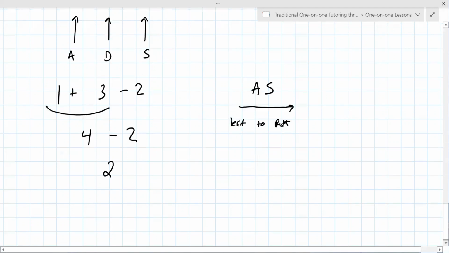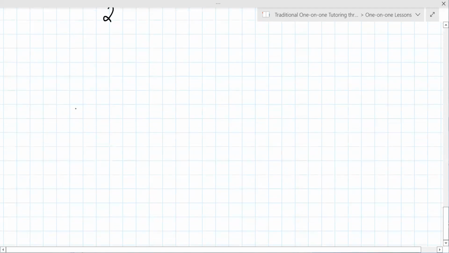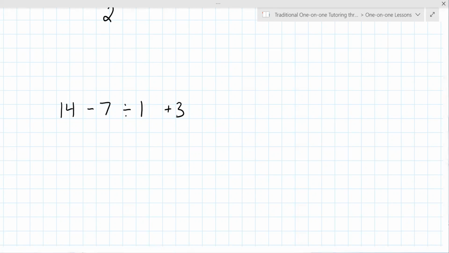Okay, let's do another problem here. Let's go 14 minus 7 divided by 1 plus 3. Could you try this one on your own, please? And of course, if you have questions, please ask.